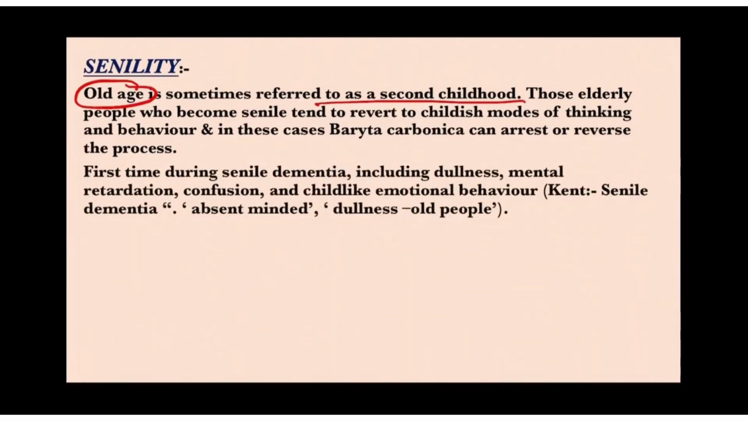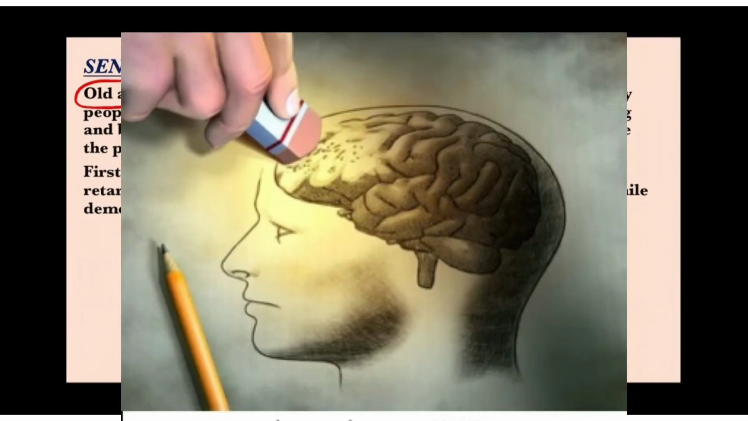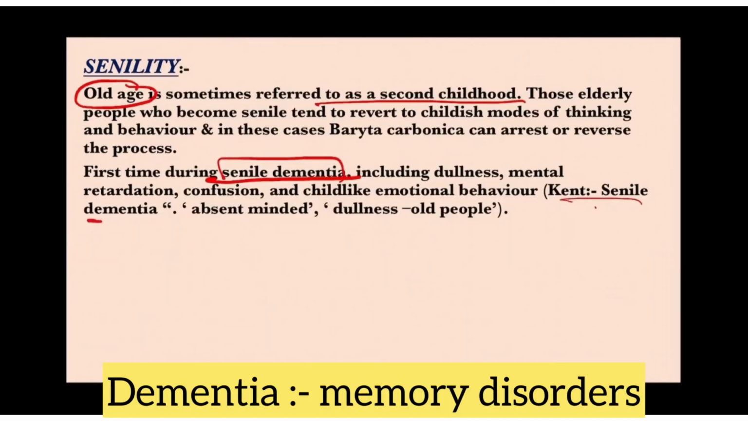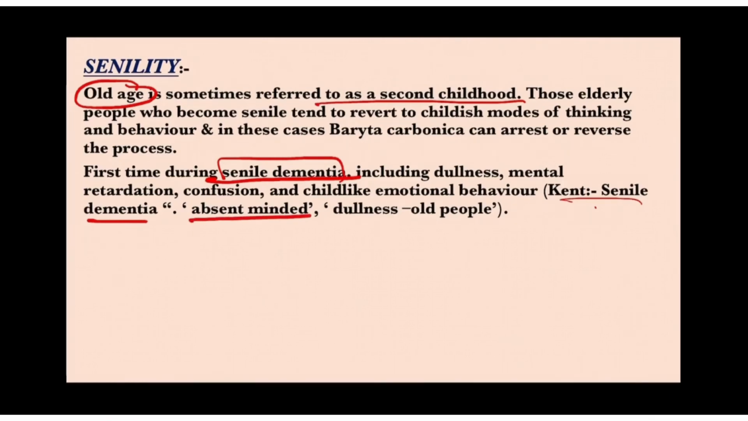There is senile dementia, including dullness, mental retardation, confusion, and childlike emotional behavior. In Kent, there is a rubric called senile dementia, absent minded, dullness, old people.